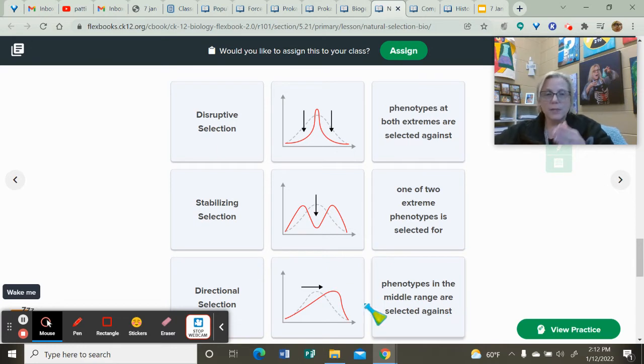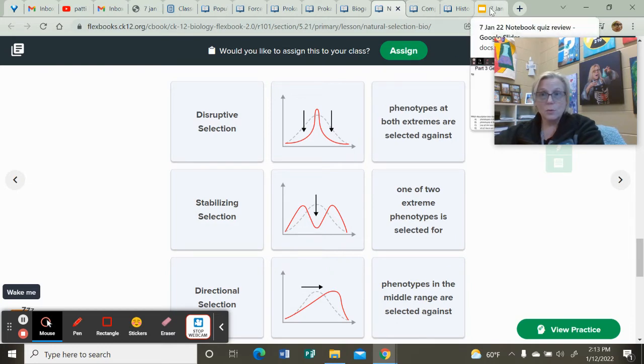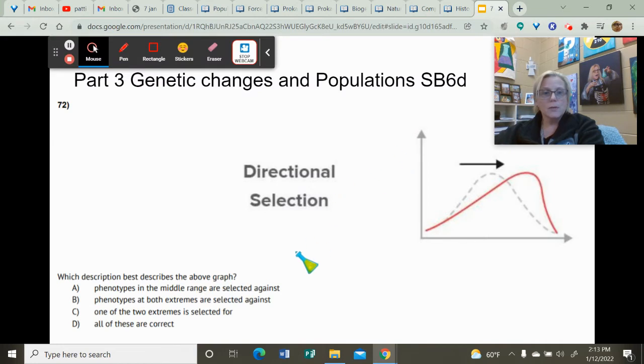But the reason that this was a level one question and that you should have gotten it right, only 34% of you did. This is word for word from a CK12. We have had it in at least two notebook quizzes before. And so this one you should have gotten right.